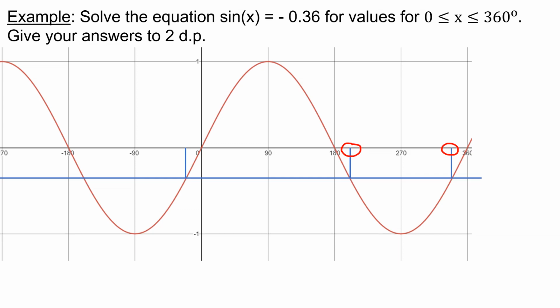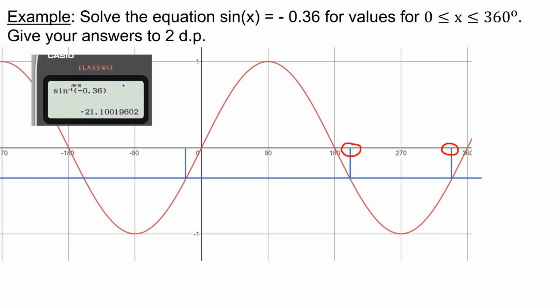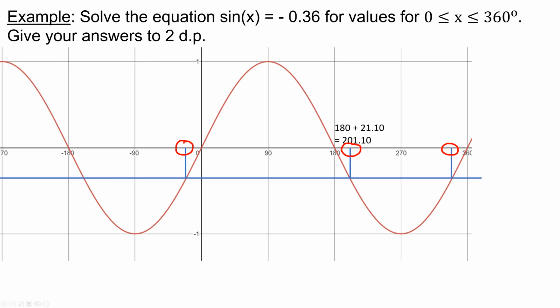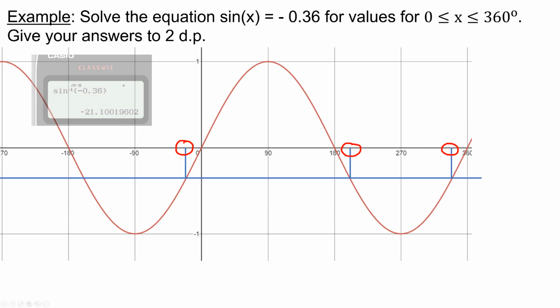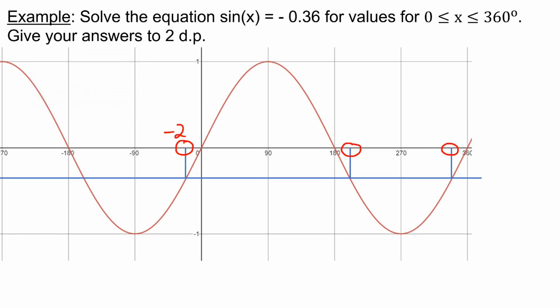However, if I put into my calculator sine minus 1 of minus 0.36 as before, I end up with minus 21.1, which doesn't correspond to either of those circled solutions. In fact, logically, the only thing it can correspond to is this solution here, because it's before minus 90. So I know that the circled solution on the left is minus 21.1. And to get there, I've gone 21.1 units left of 0.